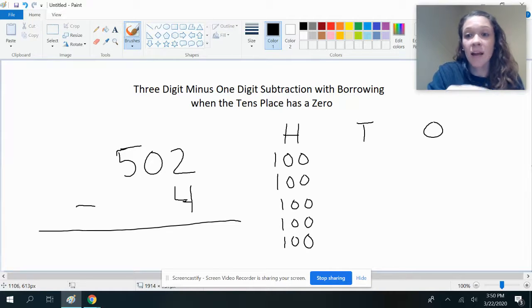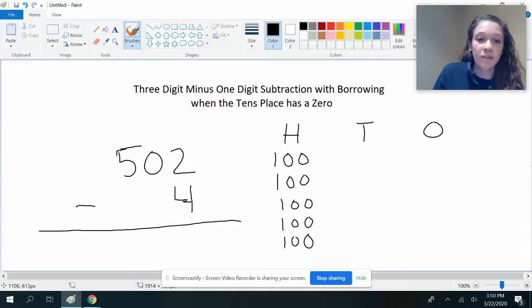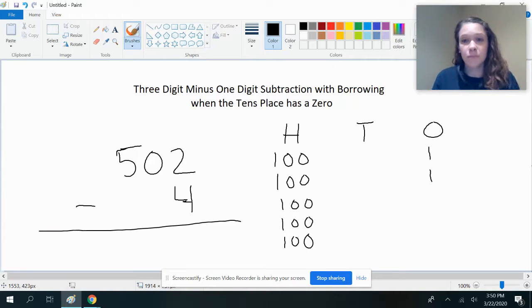Okay? I have no tens in my tens place because there is a 0 in the tens place. So I don't have any tens at all. So I'll just leave the tens place where it is. I'll leave it blank. In my ones place, I have 2 ones because 502. There are 2 ones in the ones place. So I'll show that by writing 2 ones just like this.